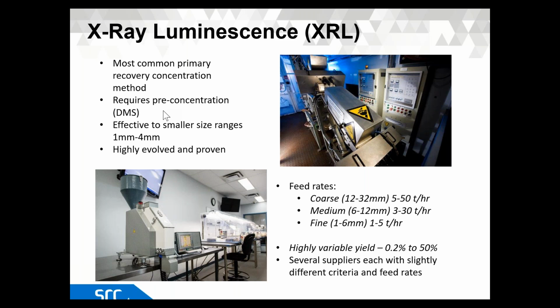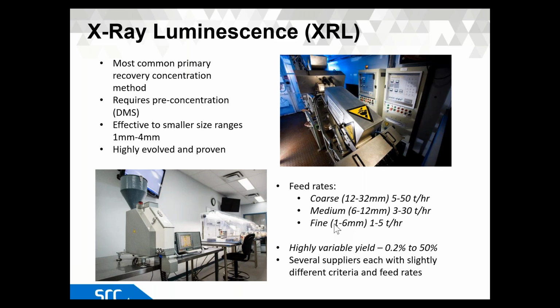So you can get machines that are going to give you very efficient recovery rates into that 1 to 4 millimeter range. Again, it's dependent on diamond type, and as you get smaller, those luminescent properties become weaker and harder to exhibit and detect using the photomultiplier. Another advantage of these X-ray luminescence units is they are highly evolved. They've been around for some time, and they're proven in many operations across the world.